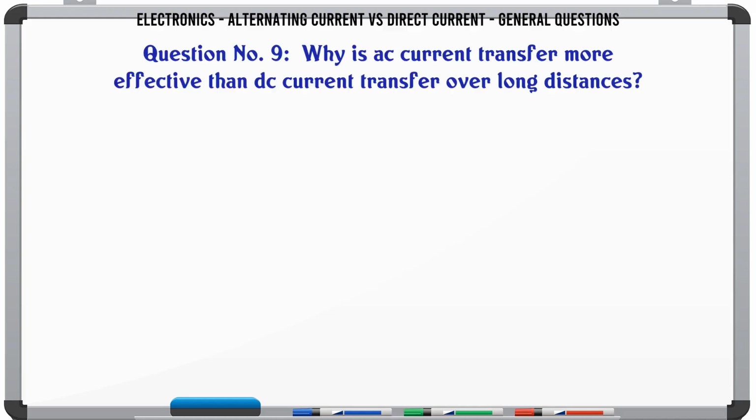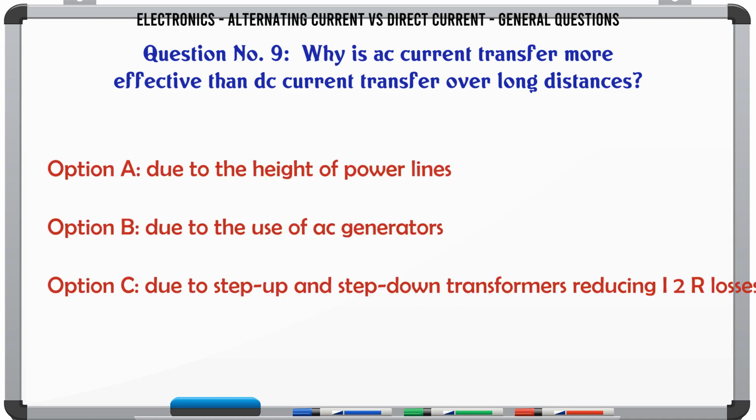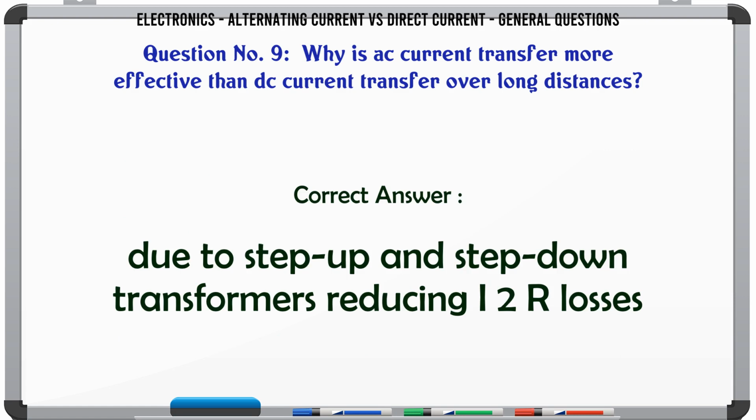Why is AC current transfer more effective than DC current transfer over long distances? A. due to the height of power lines. B. due to the use of AC generators. C. due to step-up and step-down transformers reducing I2R losses. D. due to very high voltages. The correct answer is due to step-up and step-down transformers reducing I2R losses.